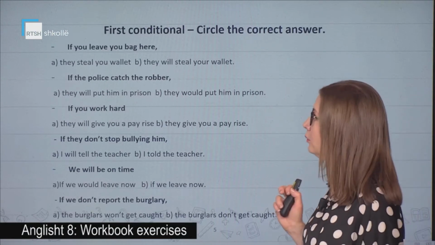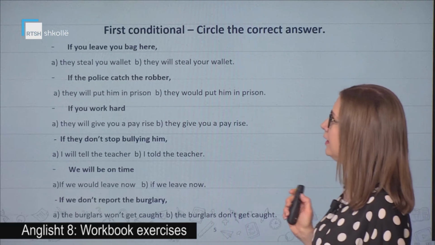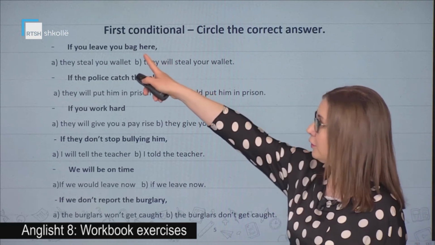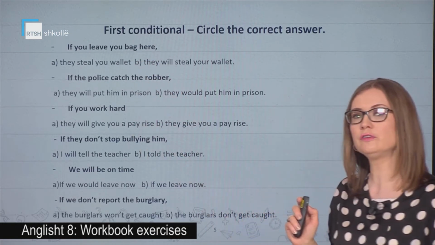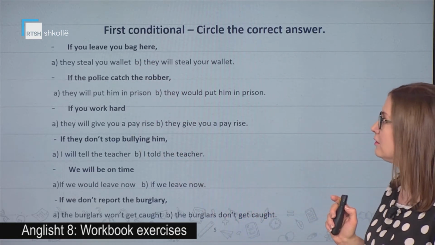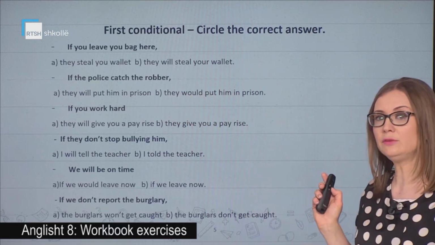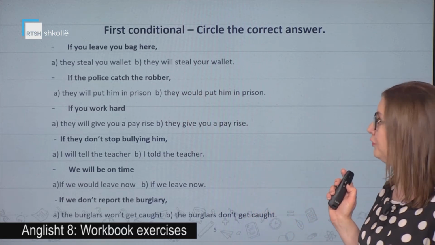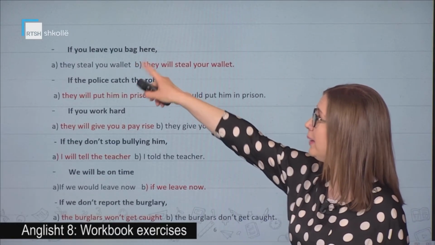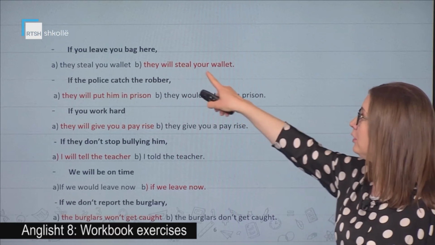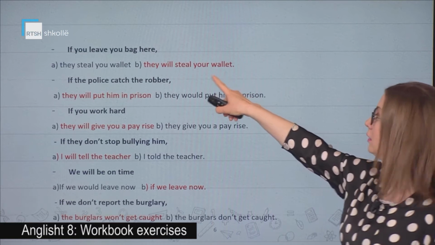Let's go on with the first conditional. You have to circle the correct answer, and you have the first part of the sentence, and then you have 2 versions to fill in the sentence. You have A and B. You have to choose the right one. Let's go on with the first one. If you leave your bag here, they will steal your wallet. So that is the right version of the first one.